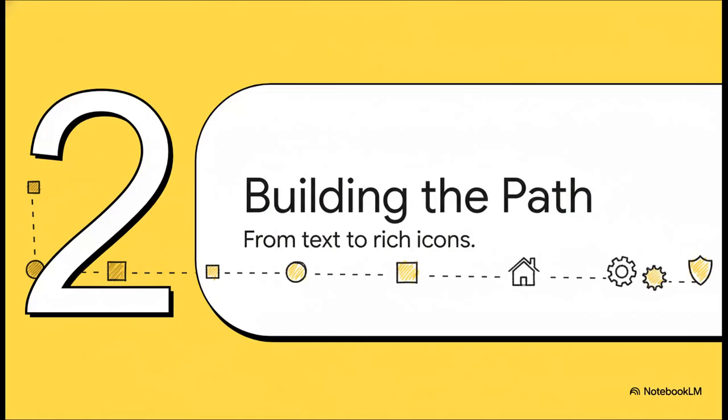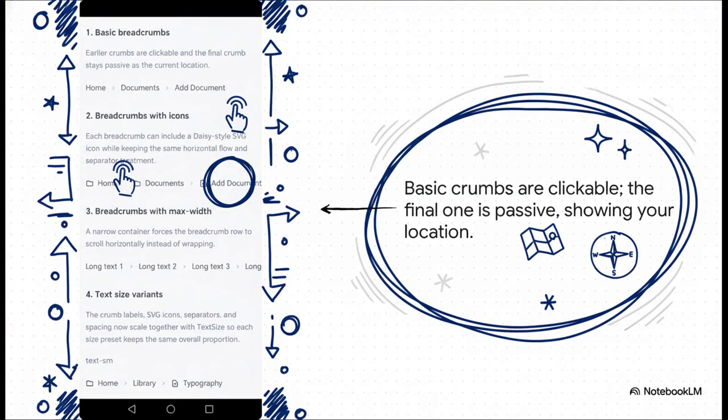Okay, so now let's see how this particular component goes about building that trail. It starts off really simple, but it gets pretty powerful pretty fast. So here it is in its most basic form. You've got a series of text labels. Home and documents, you can click those to go back. But that last item, add document, that's where you are right now, so it's not clickable. I mean, this is classic intuitive stuff.